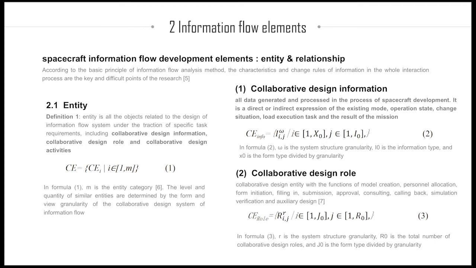First one is collaborative design information. It's all data generated and processed in the process of spacecraft development. It's a direct or indirect expression of the existing model, operation state change situation, load execution task, and the result of the mission, as shown in Formula 2. Second, collaborative design rule. It is a collaborative design entity with the functions of model creation, personnel allocation, and so on, as shown in Formula 3.